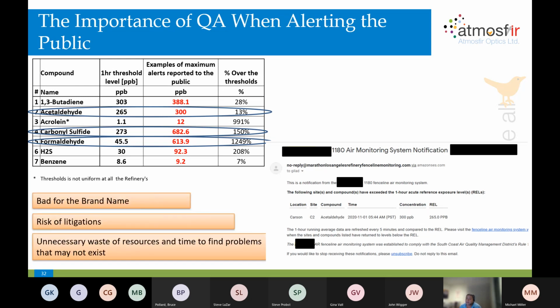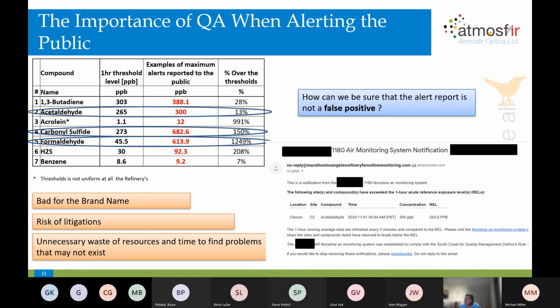And I'm sure that it's not good for the company names. It puts the companies at risk of litigation. And sometimes we invest a lot of money and man-hours to find a leak that actually is a false positive. And the question is, how can we be sure that what we alert or report is not a false positive?